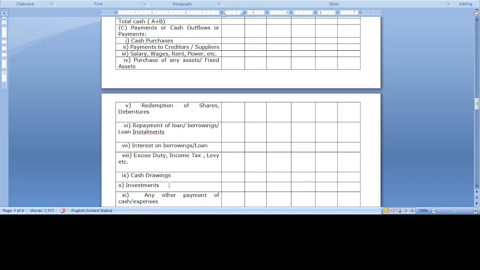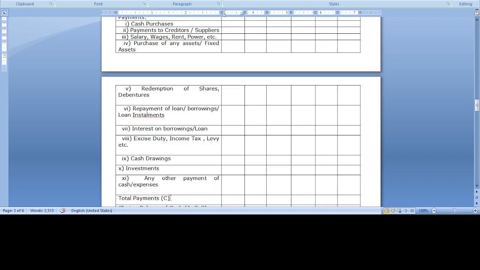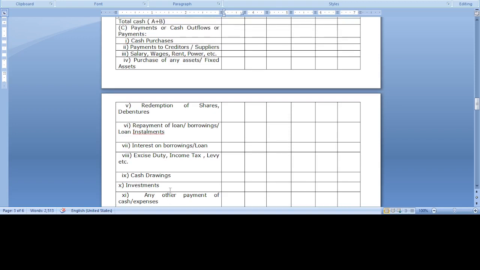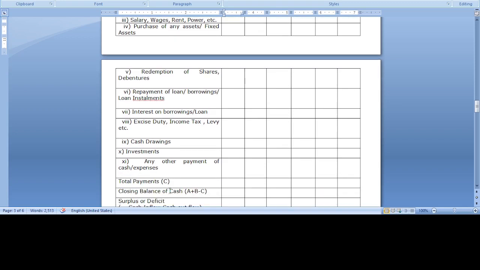Likewise, any cash drawings, it means you are taking money out of the business for your personal use. Amount goes out now, and when amount goes out, it is a payment. Likewise, when you make an investment, your amount goes out to the bank or any investment section. Any other payment in respect of expenses or payment of cash, if you get, the total of these, C here, is called total payments.